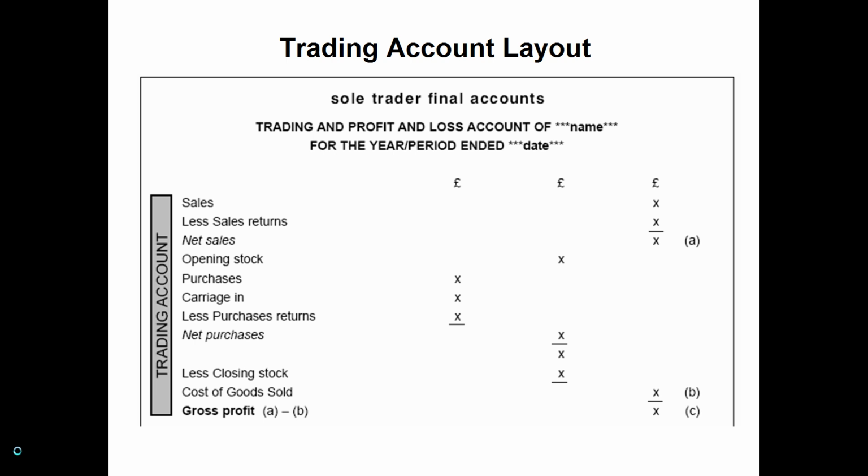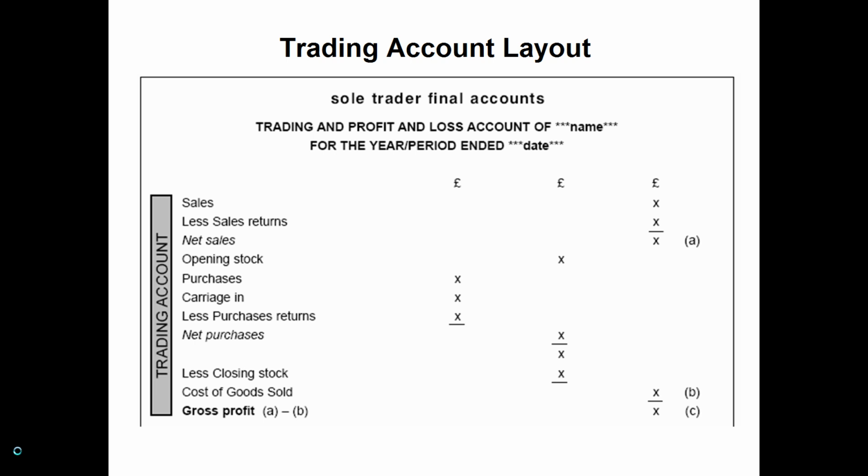Title is important, so you need to have trading and profit and loss account, or the new title, which is income statement. In this case, they've got the name of the sole trader, and then it's for the year period ended, or the period ending, or the year ending, and the date. So for example, the date could be the 31st of December 2011, and the date would go in full.